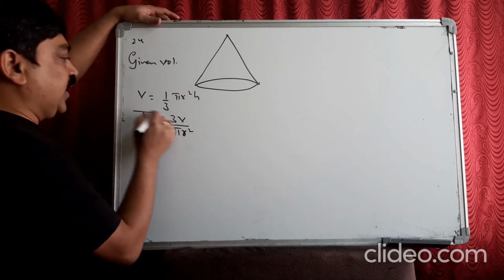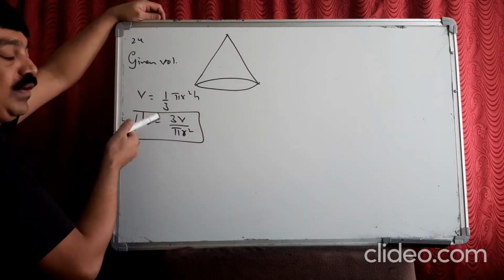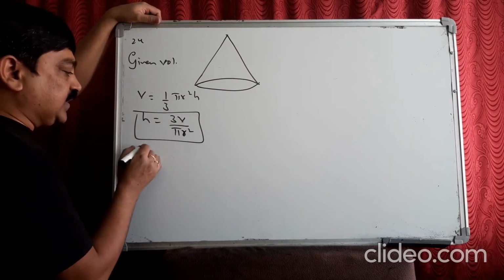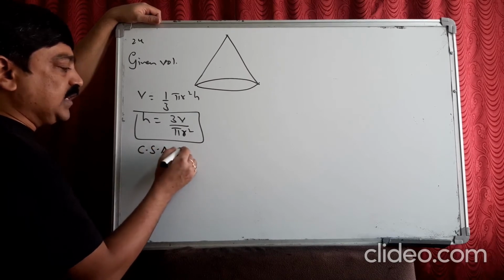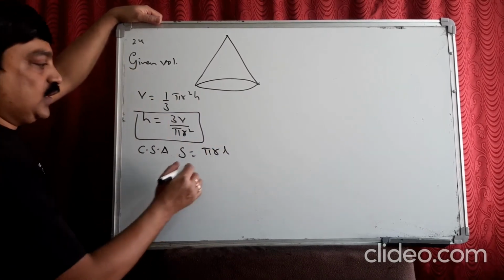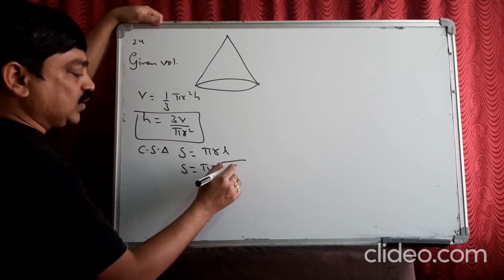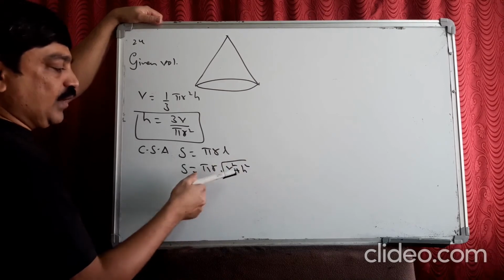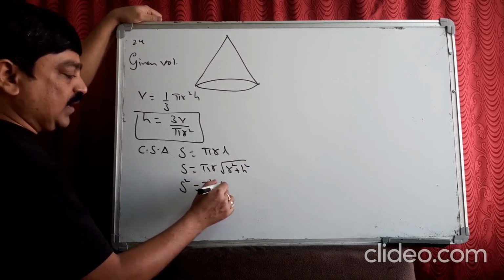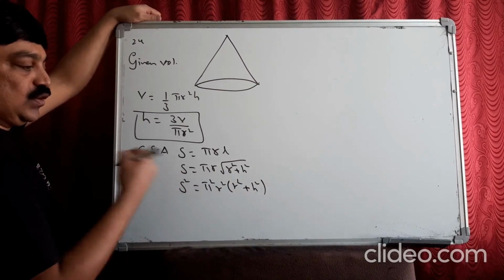This is h; we have extracted h. Why did we not extract r square? To avoid the square root, you know that. Now, least curved surface area. Clearly it is given as curved surface area, so we take it as pi r l. So S equals pi r l, where l is root of r square plus h square. To avoid the root, I told you to take S square equals pi square r square into r square plus h square. To avoid the square root, you can do this.